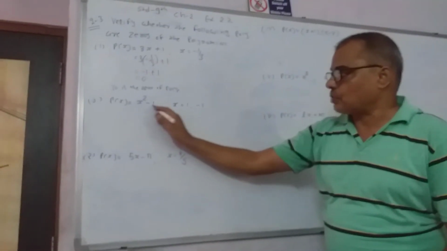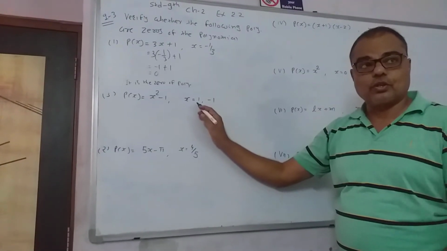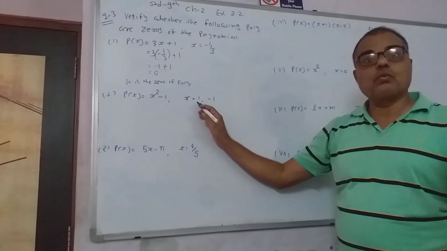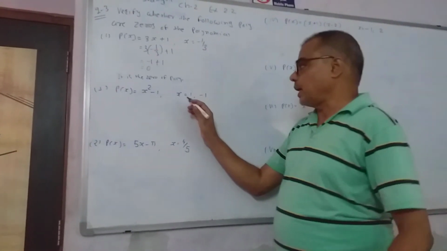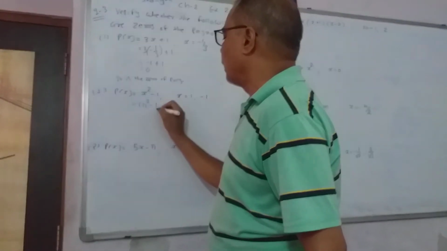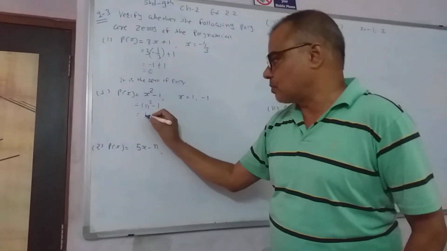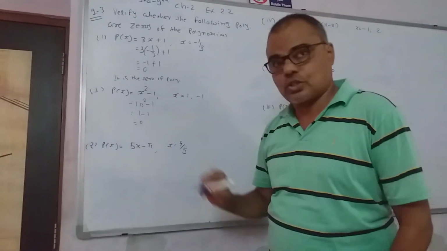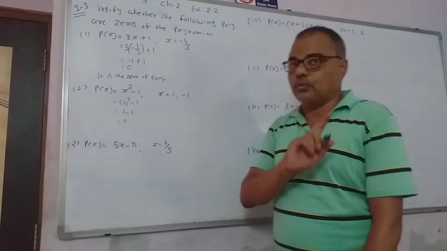Second one, x square minus 1 polynomial. What is the value of x? 1 and minus 1. So you have to find out two values. Right? x is equal to 1. So put here x is equal to 1. So what will be the answer? 1 square means 1 minus 1, it is also 0. It means that it is also the zero of the polynomial.